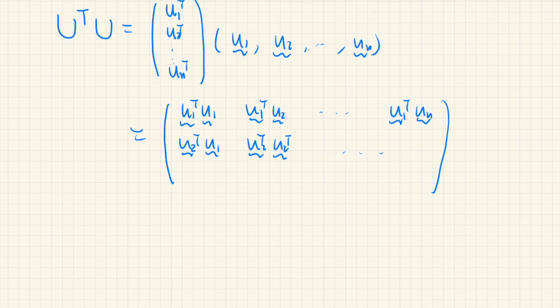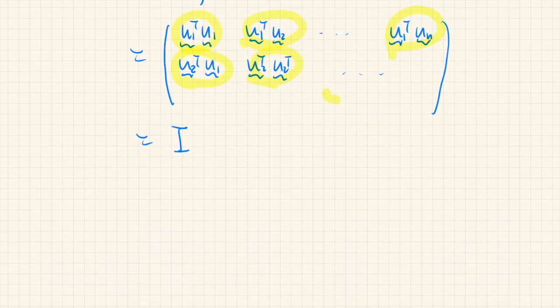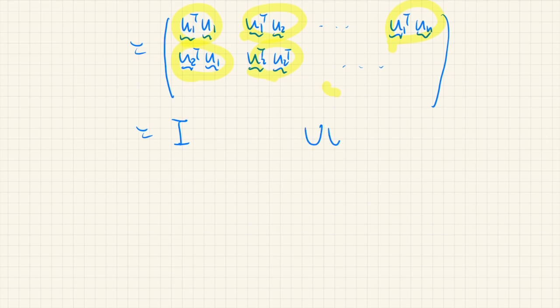So as you can see, the diagonal elements are all 1 because of the normalization of each eigenvector. And off-diagonal elements are all 0 because of orthogonality of eigenvectors. So therefore, this is equal to the identity matrix. Therefore, U is an orthogonal matrix. And from this, by taking the transpose of both sides, we also have U U transpose is equal to the identity matrix. And now we have AU equals U lambda.